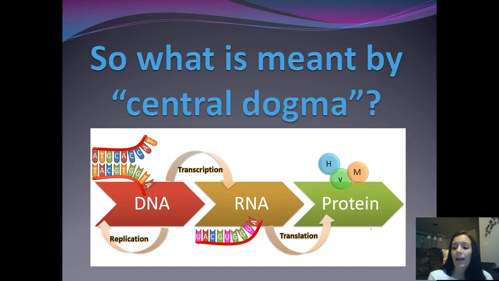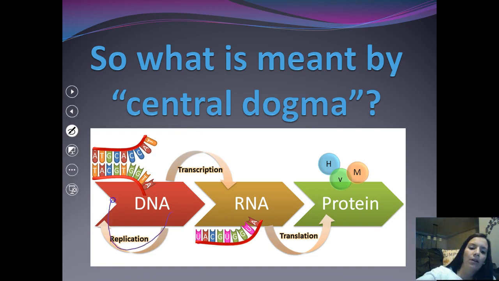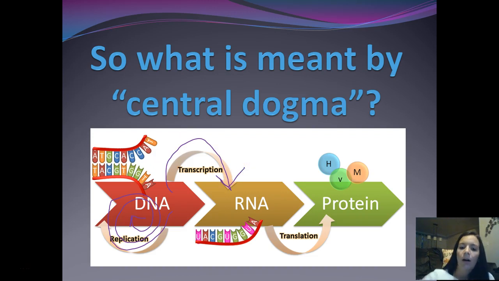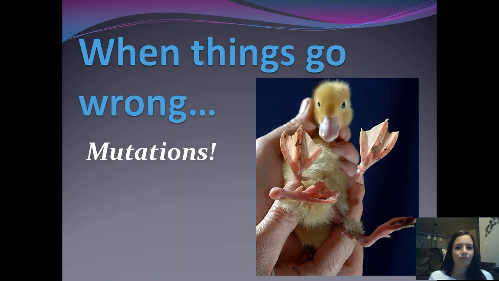So something that comes up frequently in this unit is the term central dogma. What this means is just basically how DNA is ultimately made into a protein. As you see here, DNA can recycle itself over and over through replication. But DNA is also used to make RNA through transcription. RNA is used to make protein through translation, and that's how we get a protein from DNA.